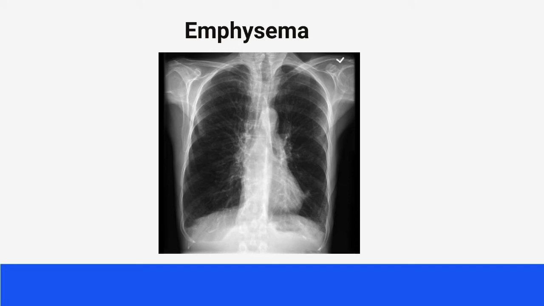This chest X-ray shows typical findings of emphysema. In emphysema, there is hyperinflation of lungs, which is also present in asthma and chronic bronchitis. All of these diseases, asthma, emphysema, and chronic bronchitis, are chronic obstructive pulmonary diseases. And in the chest X-ray, we can see the hyperinflated lungs.